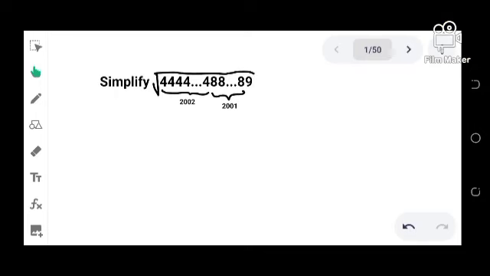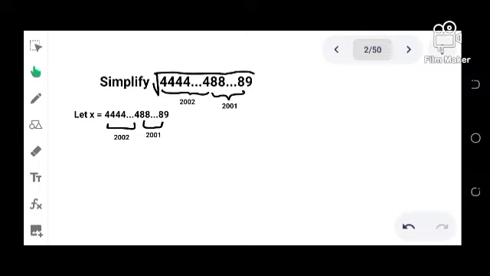Good day, everyone. Let us try to solve this algebra problem. In this problem, we're going to simplify a very large radical number. We're going to get the square root of a number consisting of 2002 fours, followed by 2001 eighths, and a digit of 9. The first thing that we're going to do to solve this is let the number inside the radical symbol be equal to x.